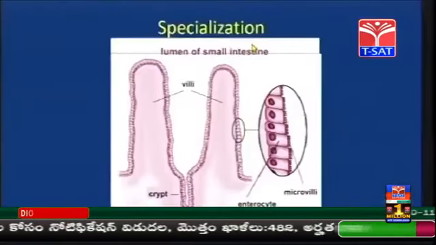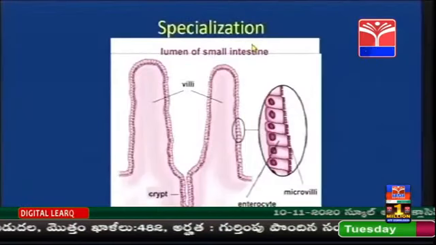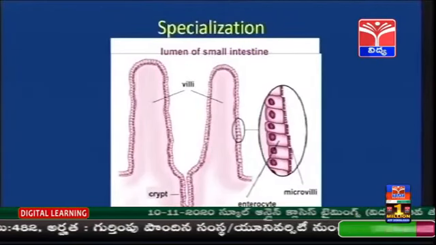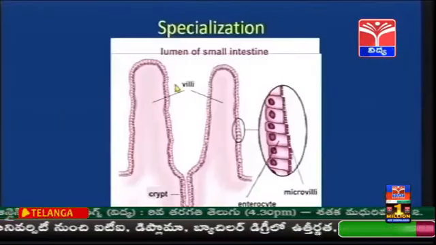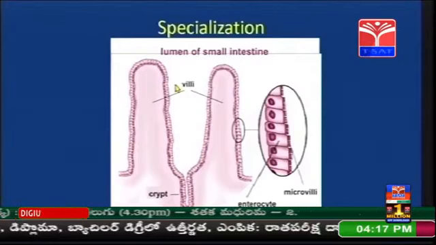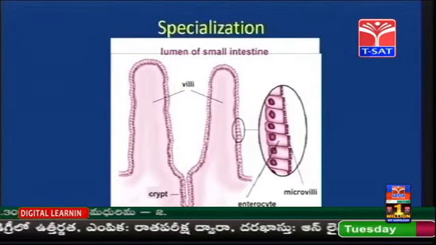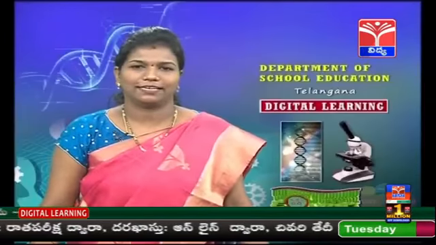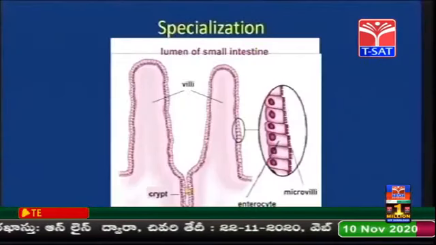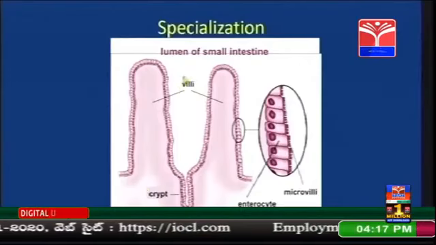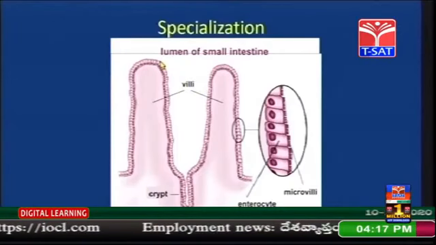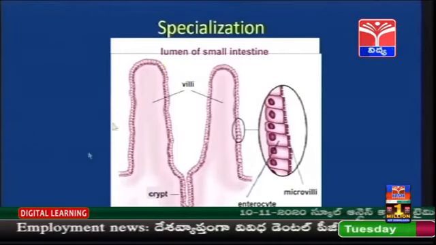Then specialization. Children, in the small intestine, this plasma membrane plays a major role. You can see the finger-like projections, isn't it? Villi. In the small intestine, this plasma membrane plays a major role in absorption of proteins, isn't it? Right. You can see the microvilli, right children? This is the crypts. This is the villi. I told you the villi are finger-like projections. This is seen in the lumen of the small intestine.